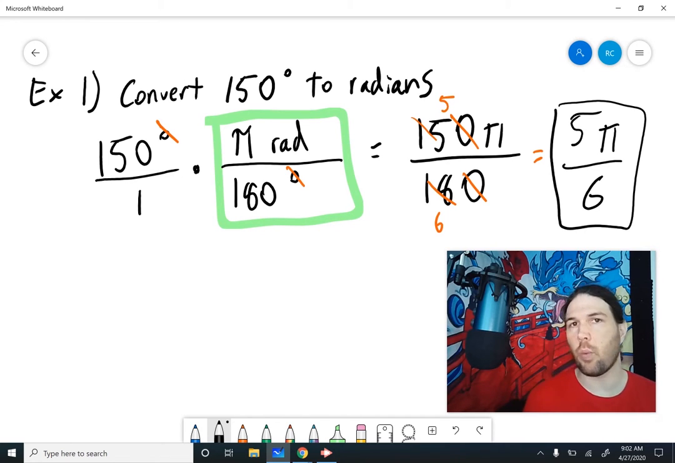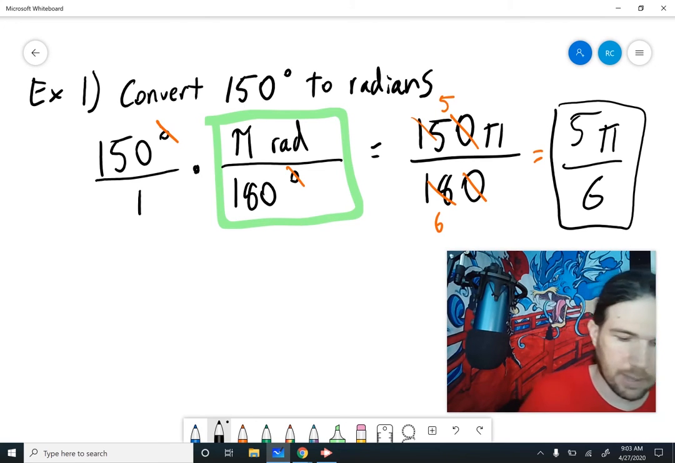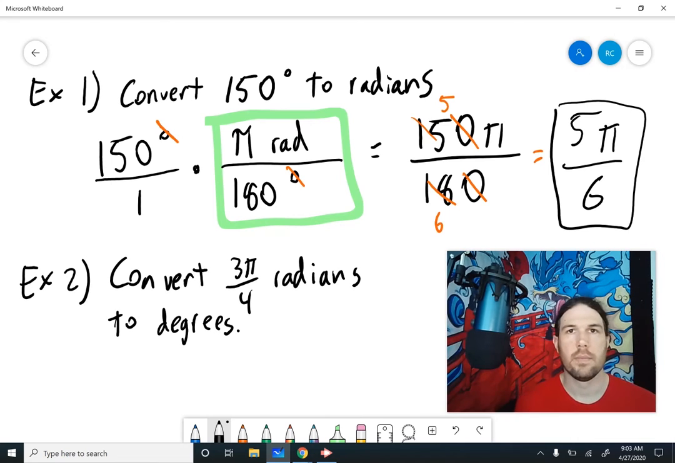Again, I know it seems weird to get pi involved, but once you start solving for arc length, the pi's tend to cancel out. Not always, but they tend to cancel out. All right, let's do another example. Example 2. Convert 3 pi over 4 radians to degrees.